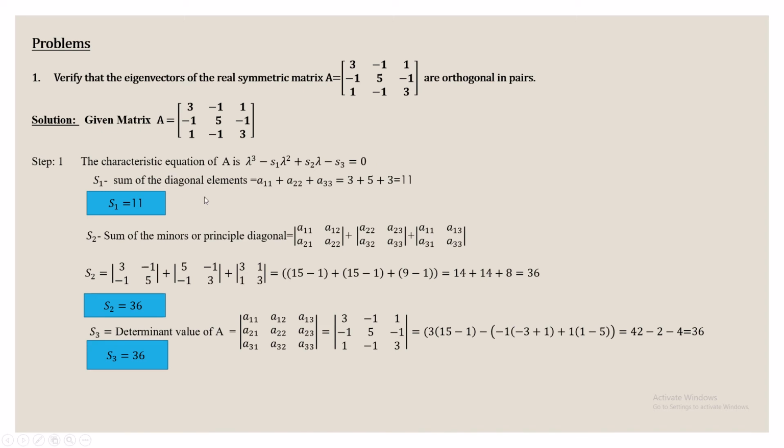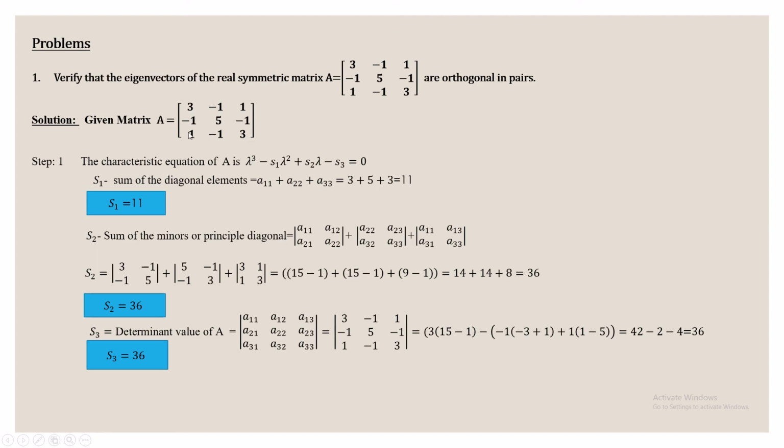S1 is the sum of the main diagonal elements. With the help of the given matrix, you can find the sum of the main diagonal elements: A11 plus A22 plus A33. A11 is 3, A22 is 5, and A33 is 3. These are the diagonal elements: 3, 5, 3.